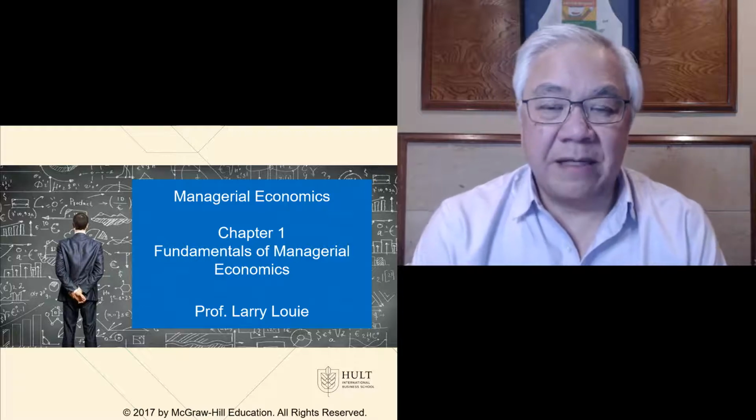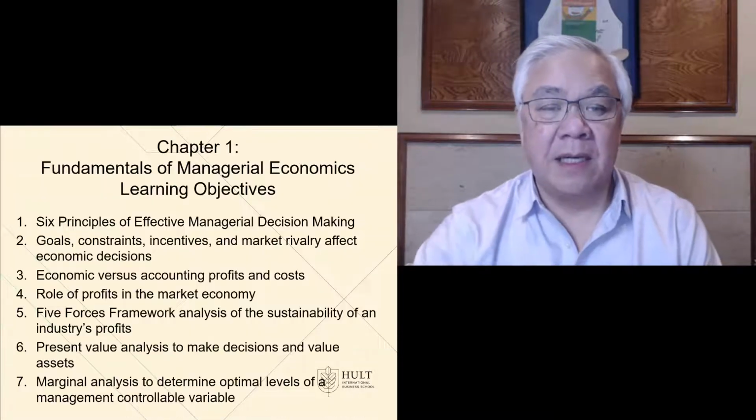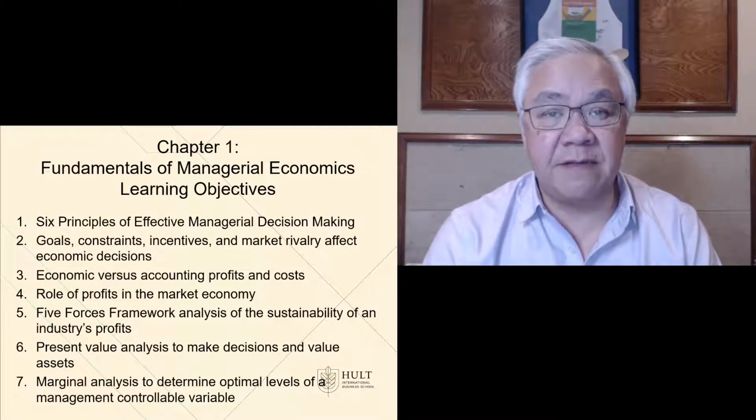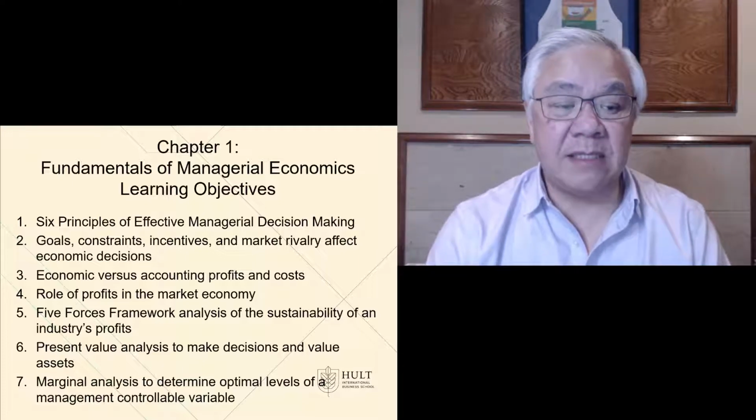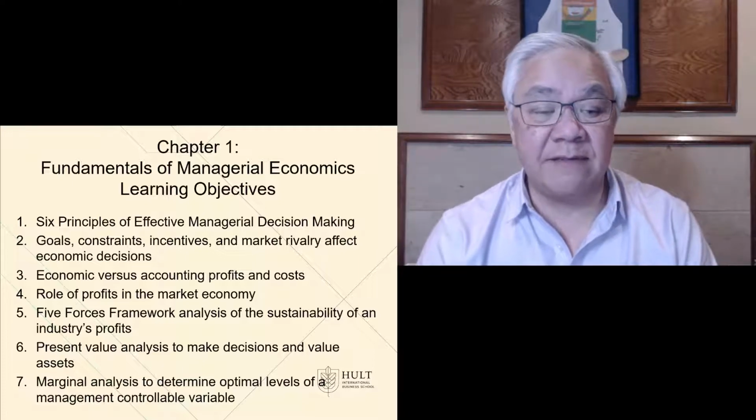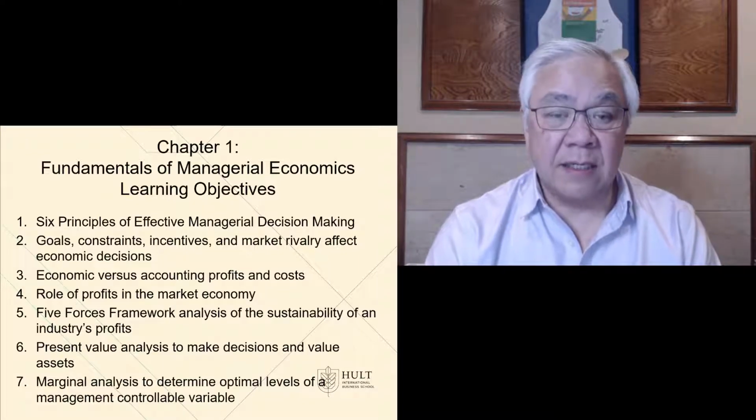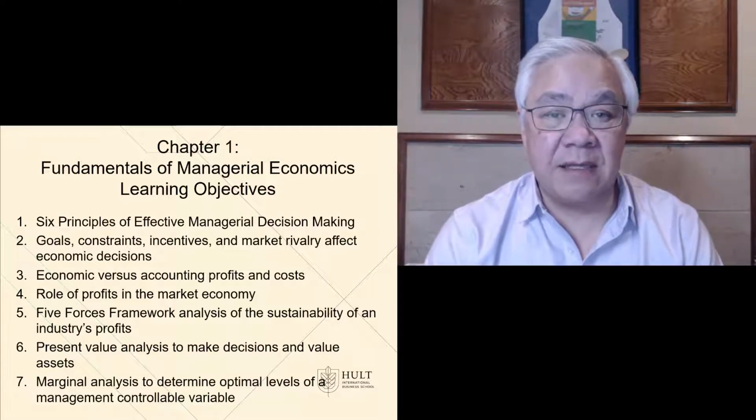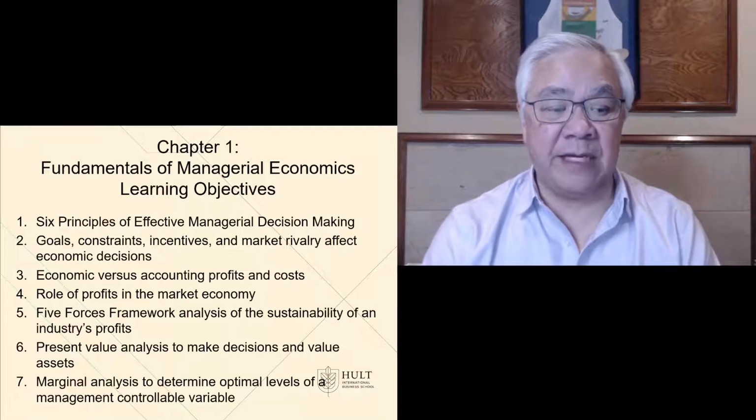Chapter 1 is about the fundamentals of managerial economics, so we'll jump right in. Our learning objectives are first to look at the 6 principles for effective managerial decision making. Then we'll look at some of those elements, such as goals, constraints, incentives, and then look at accounting versus economic profits, the role of profits in the market economy, and then revisit the Porter's 5 Forces framework, but now from a perspective of managerial economics.